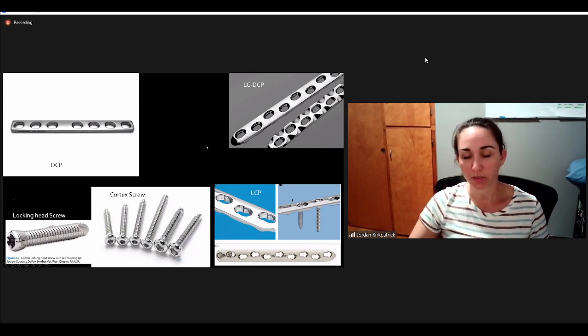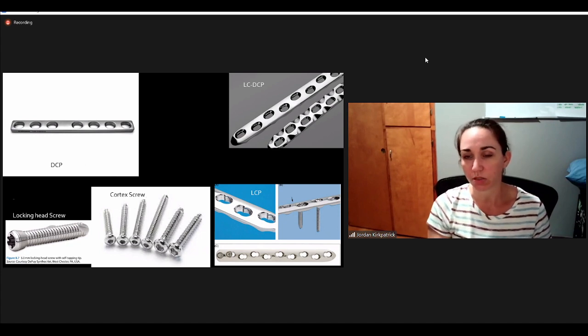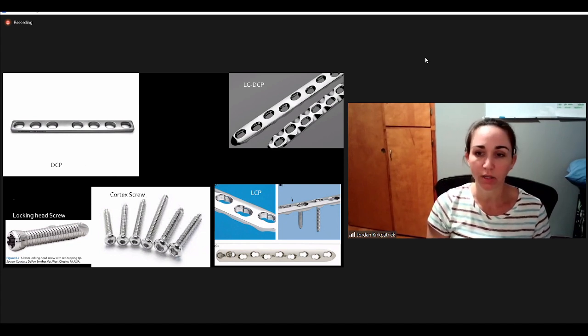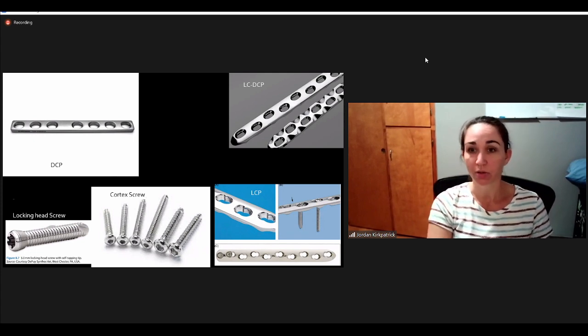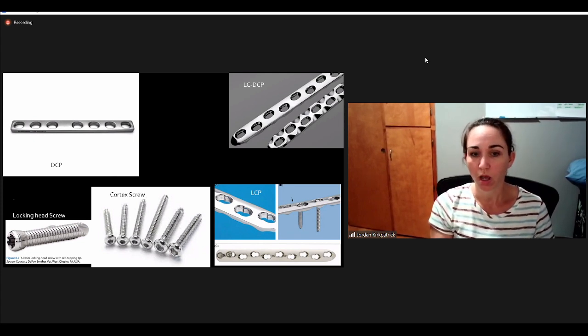But just to go over some of the differences, like I said, these are used in human medicine. They have them in small animal. There's also other specialty types of plates that I'm not going to go over, but these are the basics that we use for fracture repair in horses: these 3 plates and these 2 types of screws.